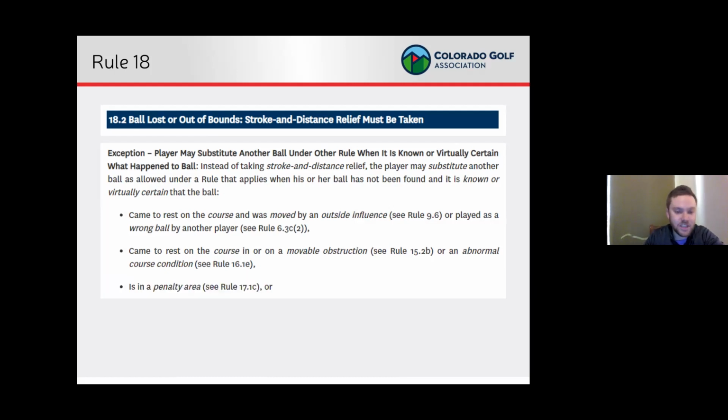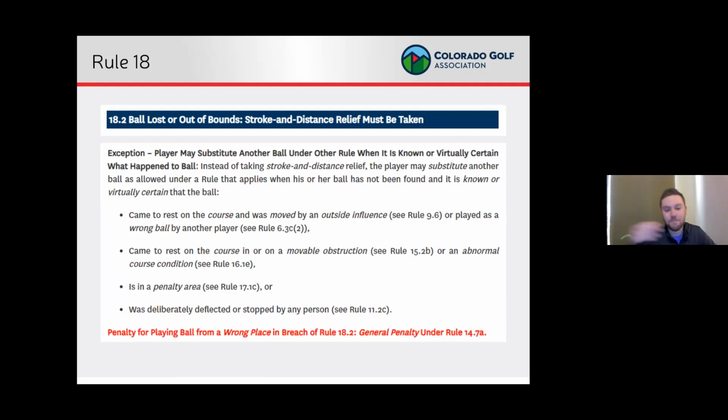Or is in a penalty area, or was deliberately deflected or stopped by any person, and that any person theoretically could mean a spectator, right? Or anybody. It doesn't say any player, opponent, partner, or caddy. It says any person, inferring any person other than you yourself, the player. And it says the penalty for playing a ball in a wrong place under breach of anything in this rule 18.2 is the general penalty under 14.7a, which is a wrong place penalty.